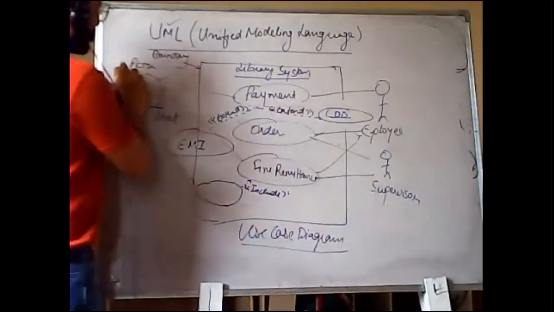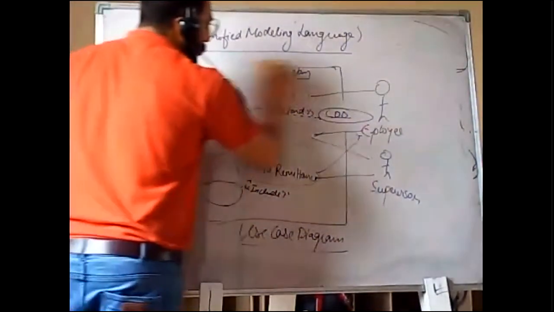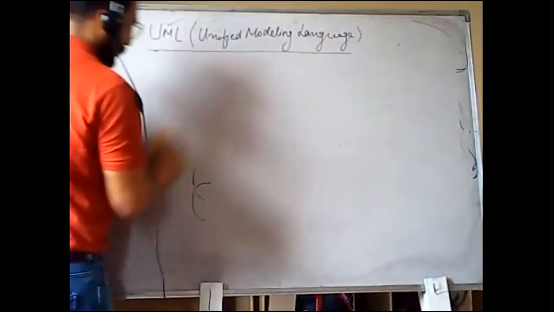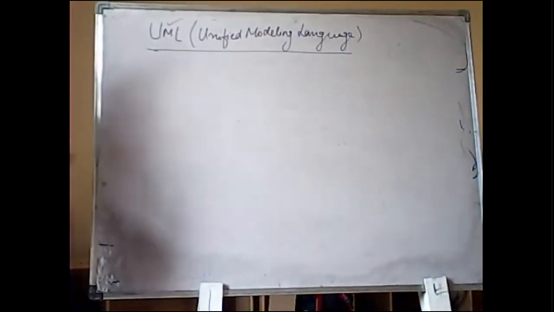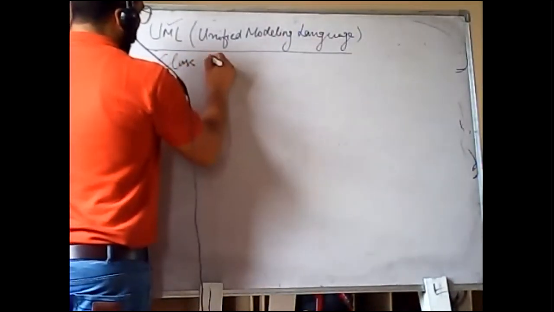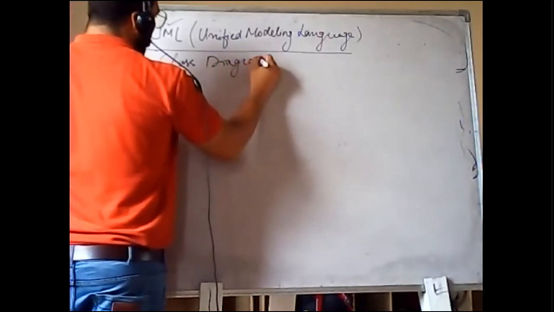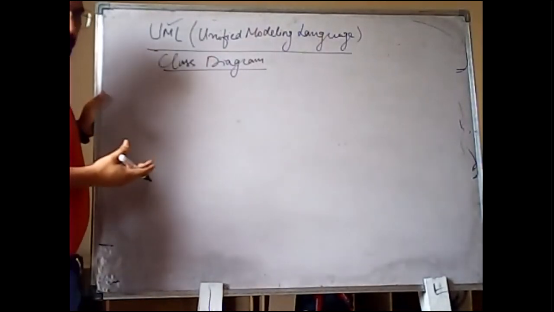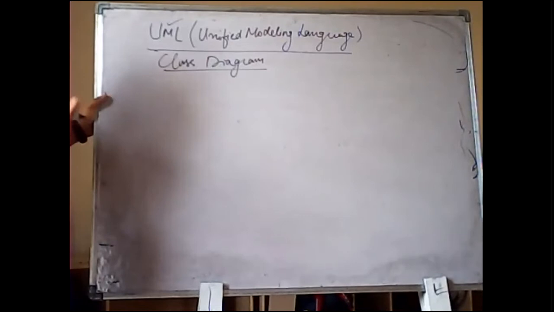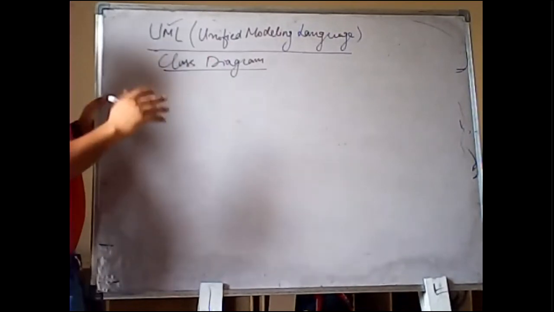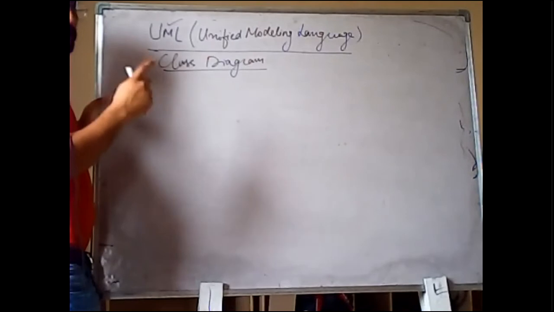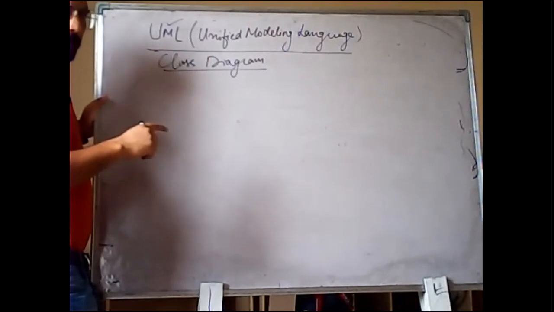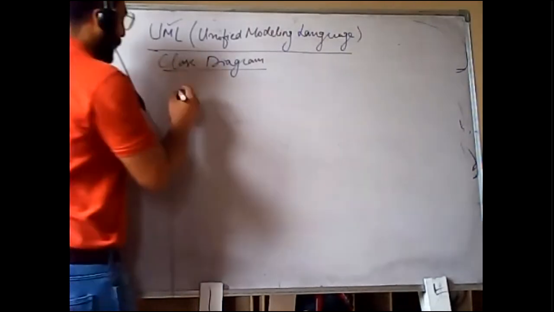Okay, the next UML diagram that we will study in the lecture is the class diagram. And what is a class? In the object-oriented concept, a class is a collection of objects. Okay, in this we will draw a single object or a class, and that class has its data members and member functions.